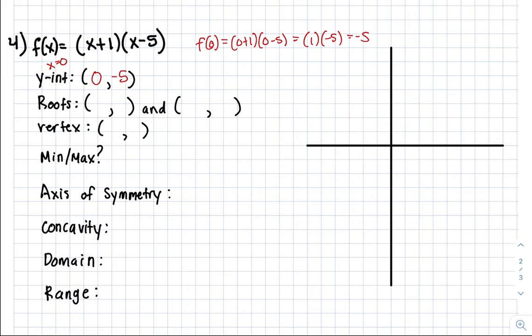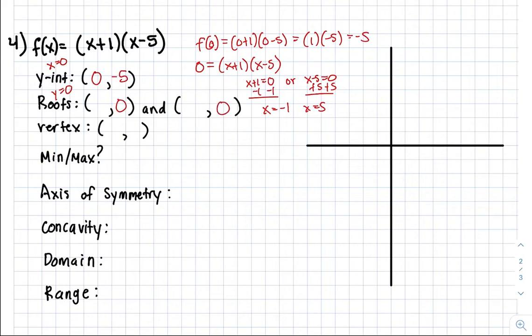Okay, roots, that's where y is equal to 0, so we're going to set f of x equal to 0, so 0 equals x plus 1 times x minus 5. Since it's already in factored form, we can just solve for our linear factors, so x plus 1 equals 0, or x minus 5 is equal to 0. We solve for both. x is equal to 1, or x is equal to 5. Sorry, x is equal to negative 1, not positive 1. So we know our y values are 0, right? And we found negative 1 and 5.